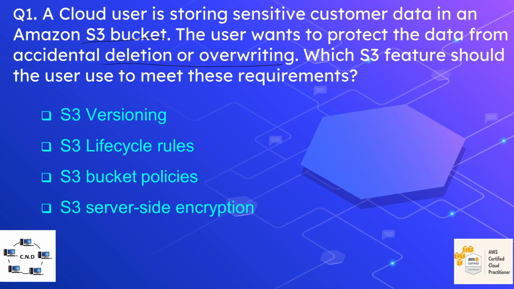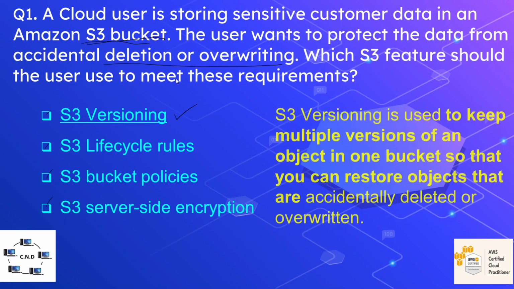The options are A, S3 versioning, option B is S3 lifecycle rules, option C is S3 bucket policies, and option D is S3 server-side encryption. So the correct option is S3 versioning. S3 versioning gives us the capability to recover any type of data that is deleted or overwritten in an Amazon S3 bucket. So what is S3 versioning?